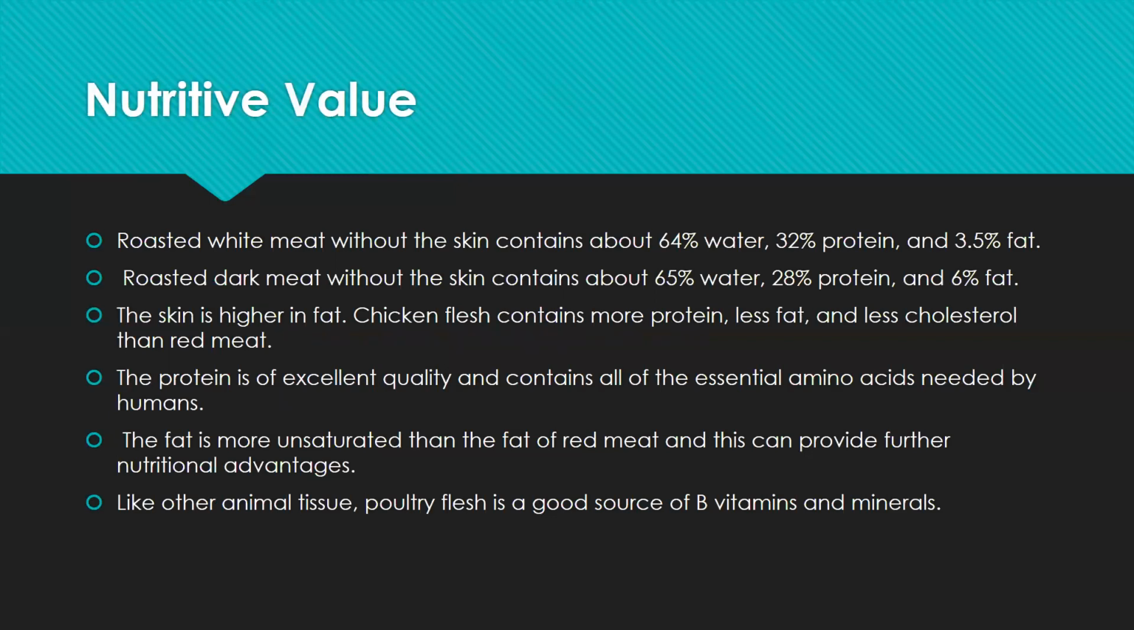Next, coming to the nutritive value. The roasted white meat without the skin contains 64% water, 32% protein, and 3.5% fat, whereas dark meat without skin contains 65% water, 28% protein, and 6% fat. The skin is high in fat.